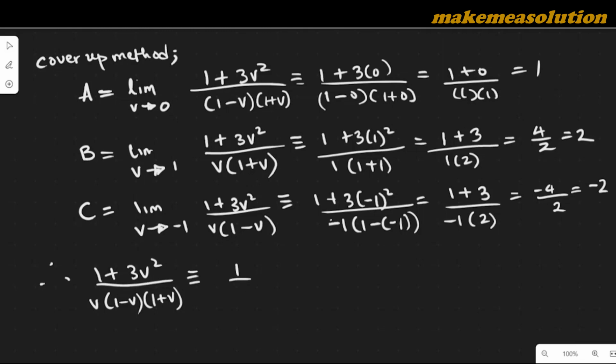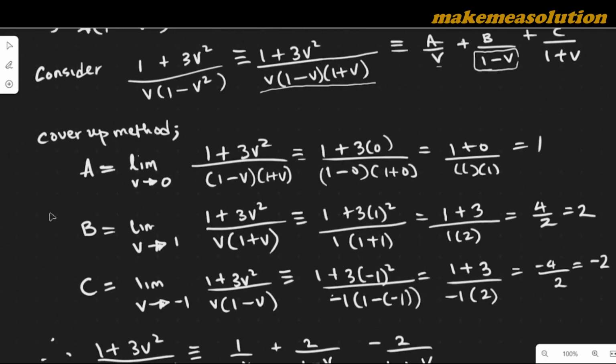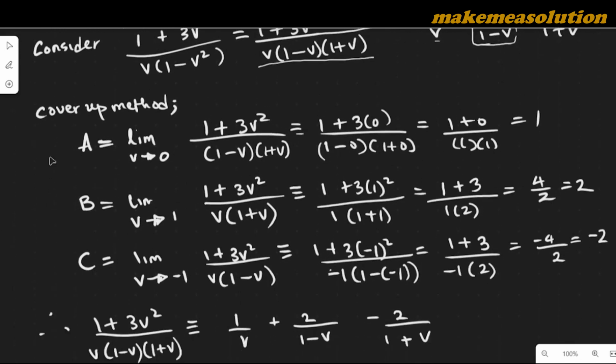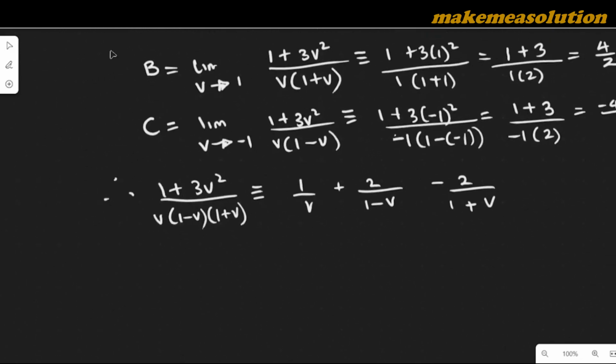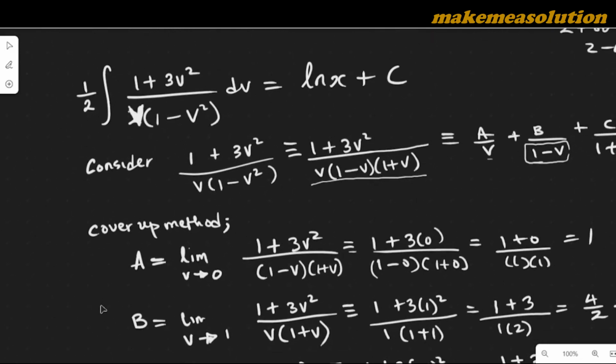So we have 1 over v, and we now have plus 2 over 1 minus v, and minus 2 over 1 plus v. Okay, so this is how we organize the partial fraction, I believe. So B is 2 and C is minus 2. So back to our integration. So remember, this is our integration, and we're going to keep on integrating.